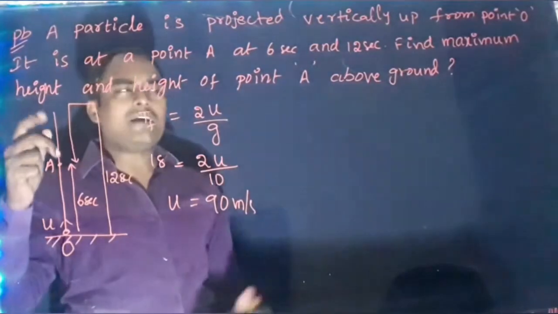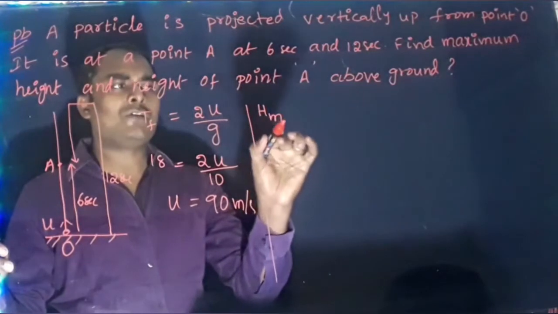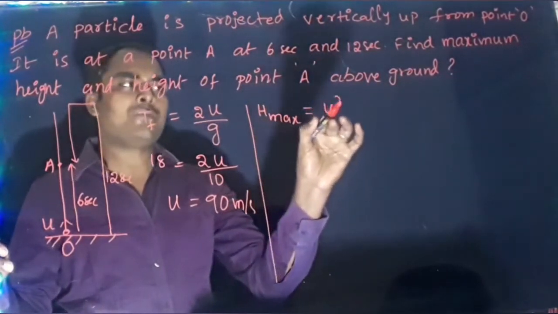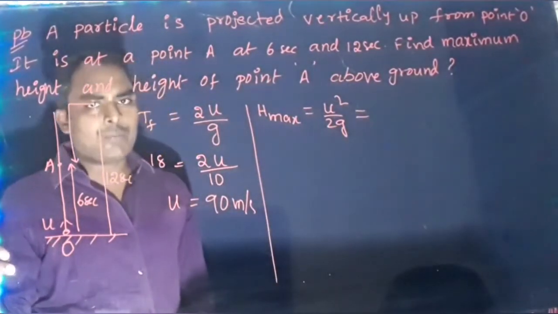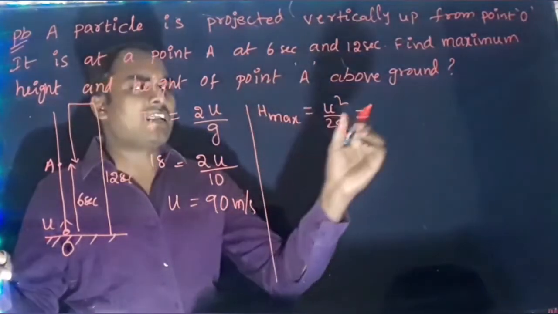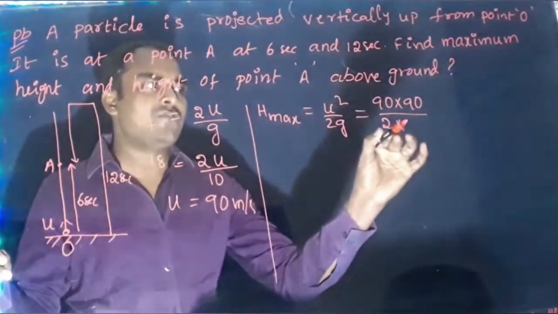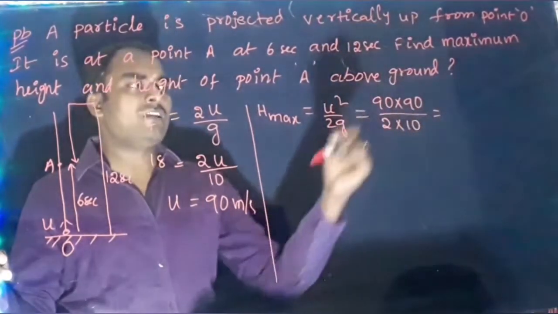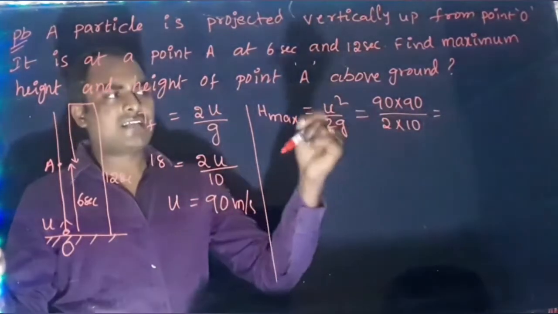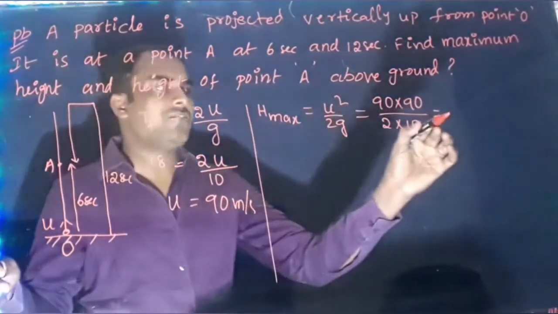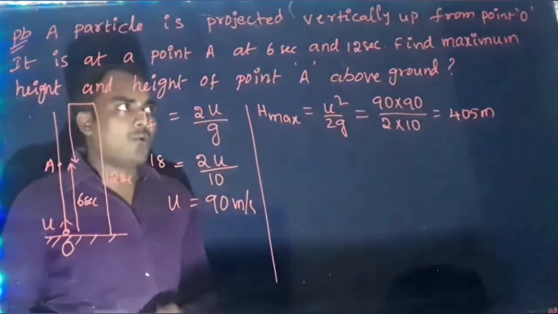Now they are asking to find maximum height. So we have the maximum height formula h max equal to u square by 2g for a vertically projected up body. Then the u value we got is 90. So 90 into 90, u square, divided by 2 into g value 10. So the 10 will cancel. So 9 into 9, 81, 81 into 10 by 2, 405 will come. So 405 meter is the maximum height of this body.